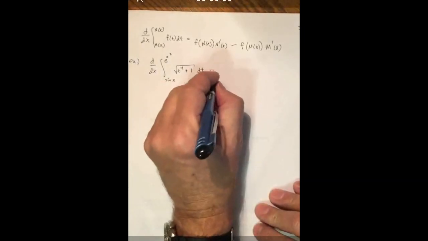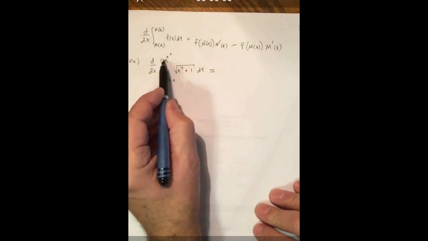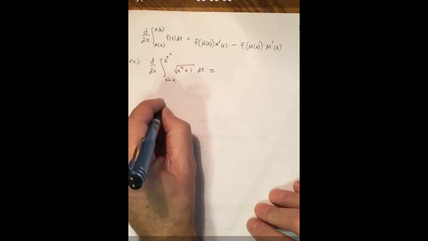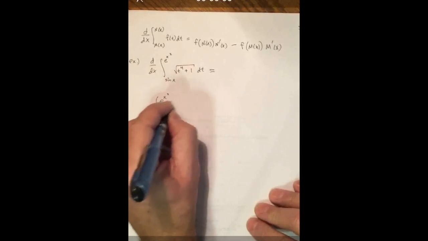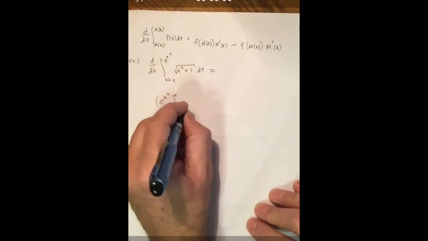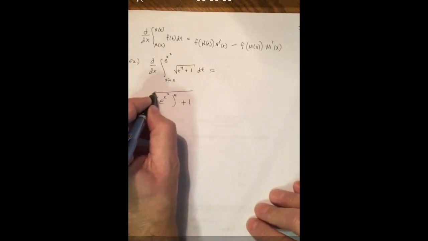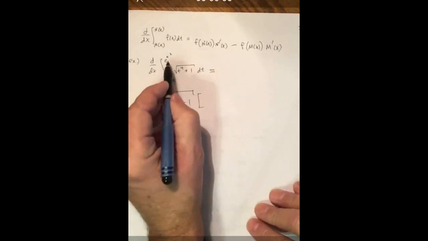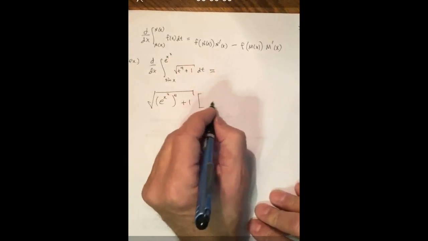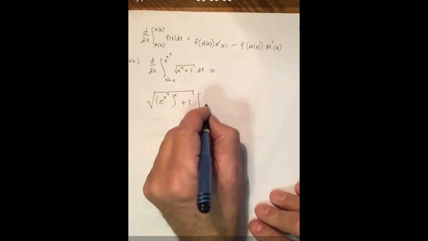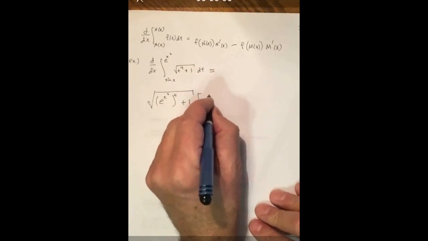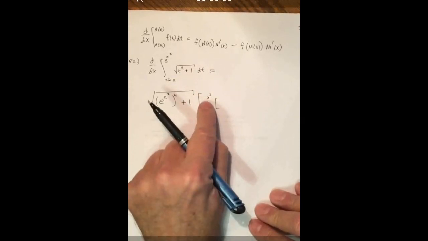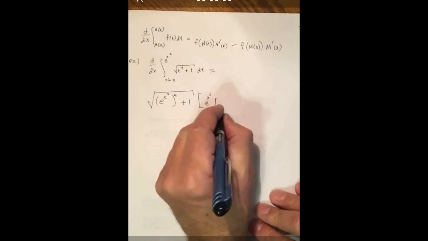Okay, here's what we do. This is going to equal, we're going to take the upper limit and plug in for t. So that's going to give us the square root of e to the x squared to the 4th plus 1. And now by the chain rule, I have to take the derivative of e to the x squared. Well, remember, the derivative of e to any power is e to that power. And now by the chain rule, we just cover the e up. And the derivative of the exponent is just going to be 2x.